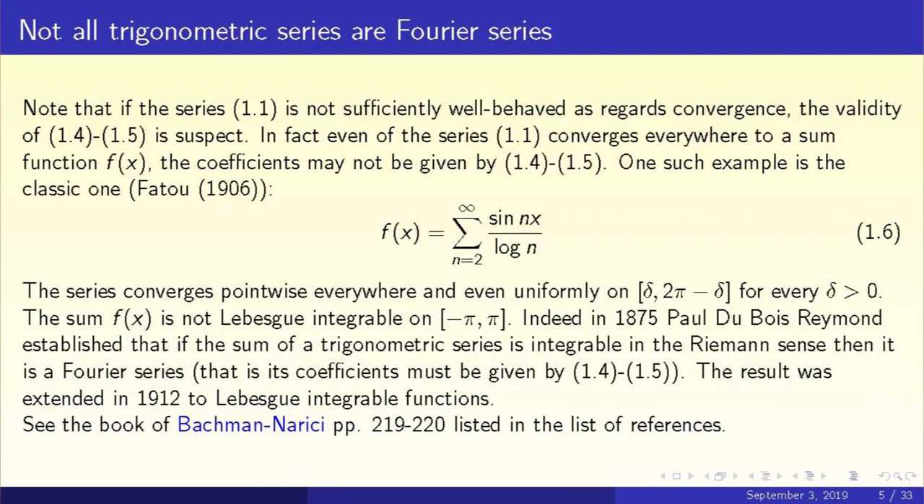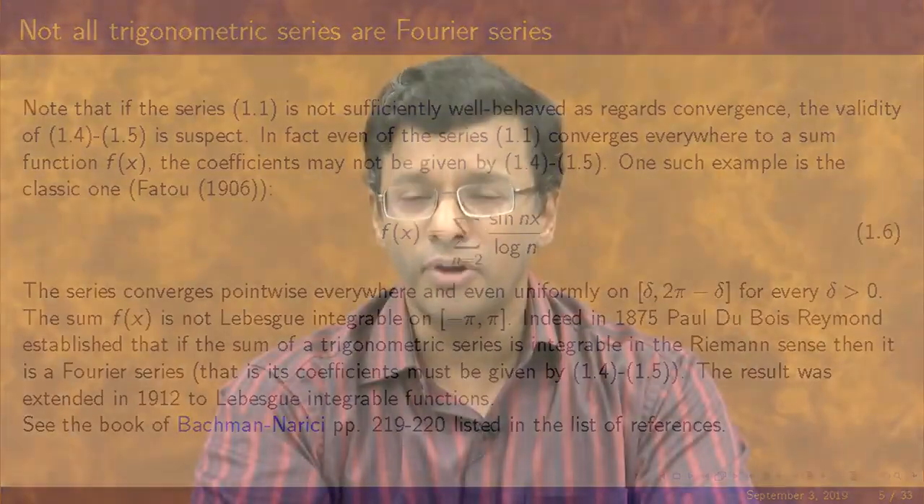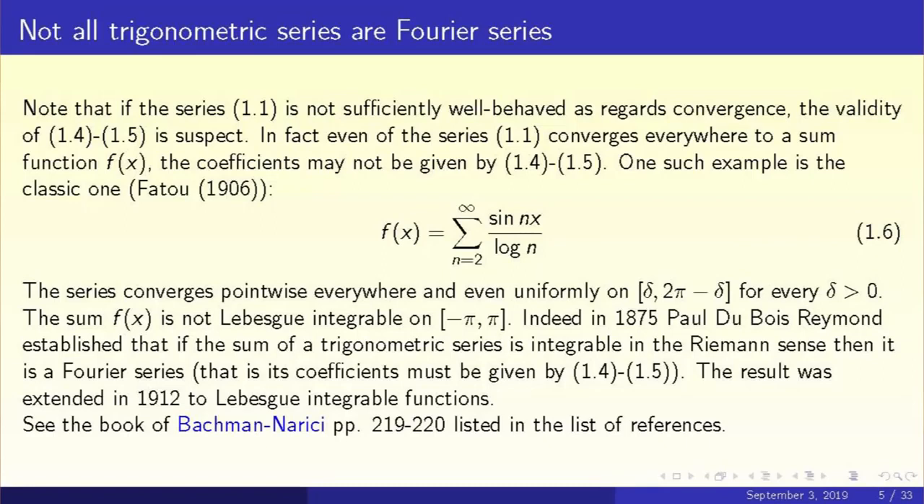Moreover, the convergence is even uniform on a subinterval delta comma 2 pi minus delta for every delta bigger than 0. So we are in a very good situation of uniform convergence on these subintervals and pointwise convergence everywhere. Nevertheless, the sum function f of x that you see in this slide is not going to be integrable, and the coefficients in this series are not the Fourier coefficients of f.